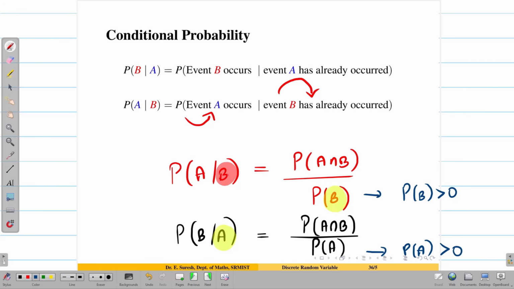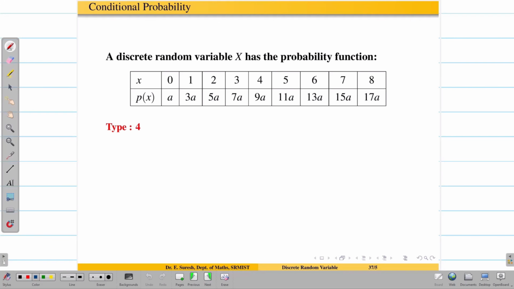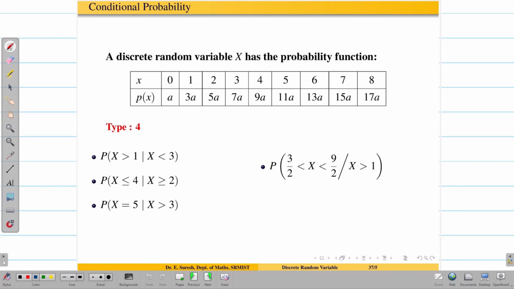It cannot be infinity. So they can ask you questions like this: probability of x greater than 1, provided probability of x less than 3 has already happened. So these kinds of questions, we are going to see how to tackle at the time of problem solving.